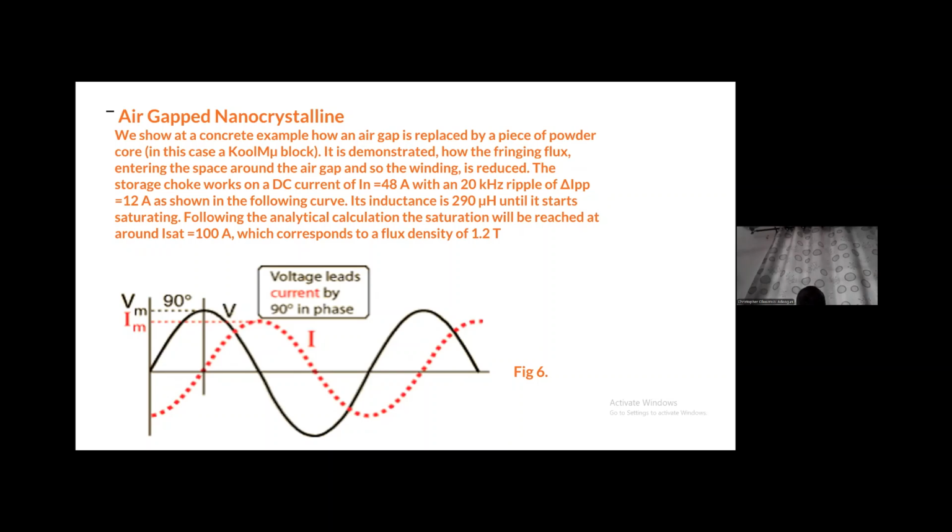We can see from the figure that voltage leads current by 90 degrees in phase. We have the voltage and the current, so at 90 degrees, voltage will lead current. As we can see, the dark curve is the voltage and the dotted red curve is the current.